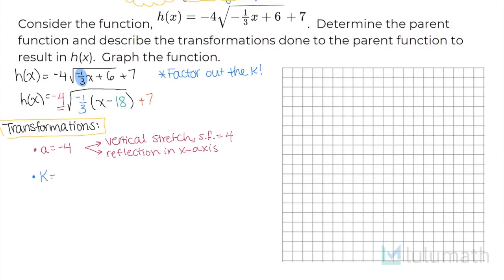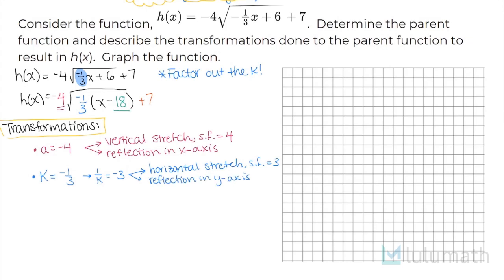The k value is negative 1/3. So that tells us that 1 over k is equal to negative 3 because the reciprocal of negative 1/3 is negative 3. So this tells us two pieces of information. We have a horizontal stretch with a scale factor of 3. And we also have a reflection in the y-axis because the k value is negative.